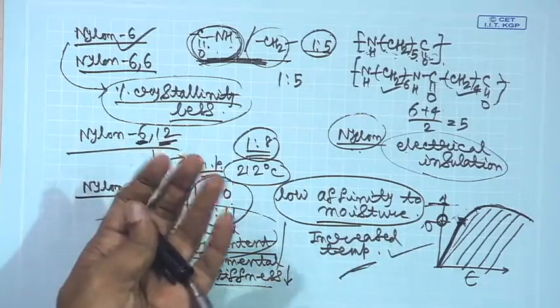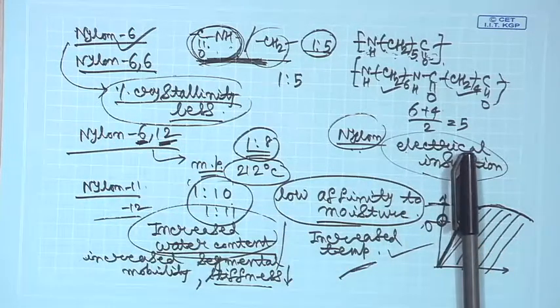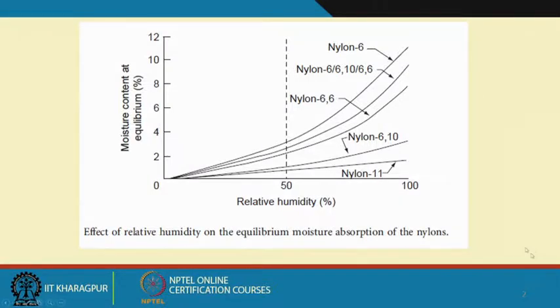Now, if you look at the PowerPoint slide on the computer, here are some data. If you plot the moisture content at equilibrium on the y axis and the relative humidity on the x axis, this is the effect of relative humidity on the equilibrium moisture absorption of the nylon. If you compare nylon 6,6, which is somewhere here, and nylon 11, which is somewhere here, the equilibrium moisture content given by the y axis is much lower for nylon 11 than nylon 6,6. That is because the proportion of amide units is much lower in this particular situation.